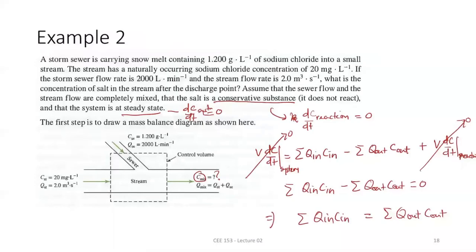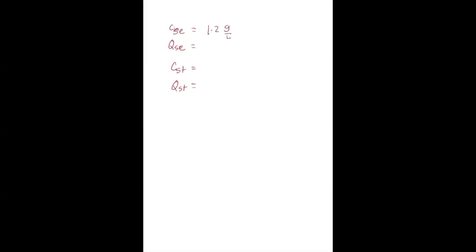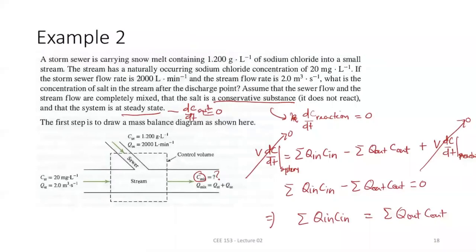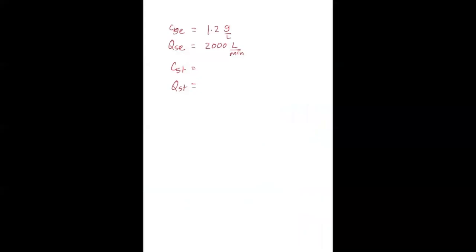We have to make sure that they're all in the same units. So C sewer is 1.2 gram per liter. Q sewer is 2000 liter per minute. C stream is 20 milligram per liter. And the stream flow rate is 2 meter cube per second. Okay. So now we also have the outstream Q, when they mix together in the effluent, both flows are mixed, so you can say that it is Q sewer plus Q stream. And we are asked what is C mix, which you will get from the mass balance equation.